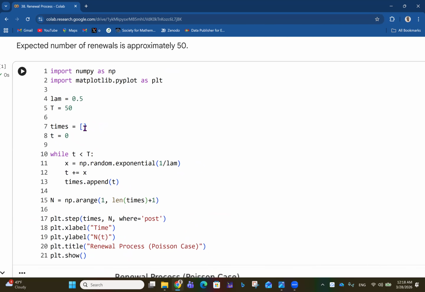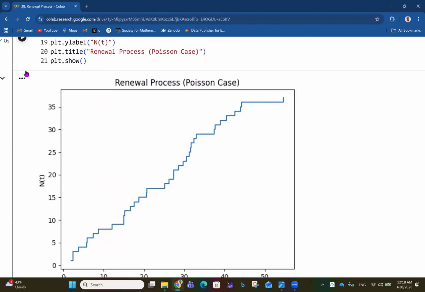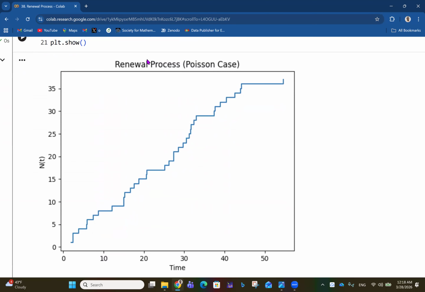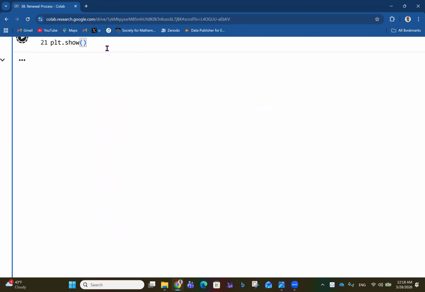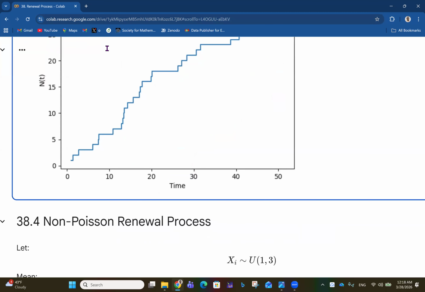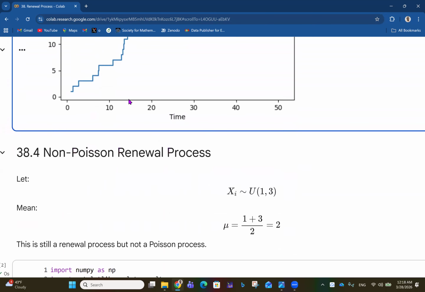With that, if you take lambda to be 0.5 and take time to be 50, we can simulate this and get the renewal process for the Poisson case, and we have something like this. Of course, because it's random, as you keep running it, the shape keeps shifting, the process keeps changing. Then we have a case of a non-Poisson renewal process. So we let Xi be uniformly distributed between 1 and 3.